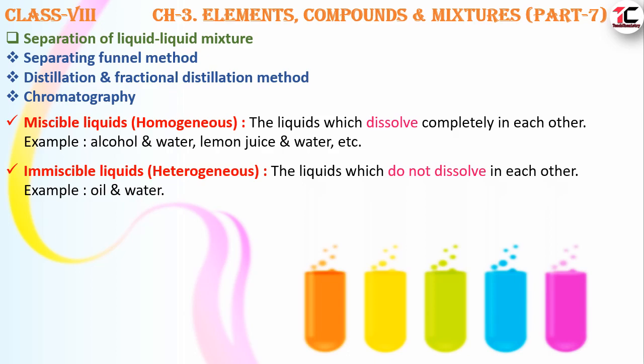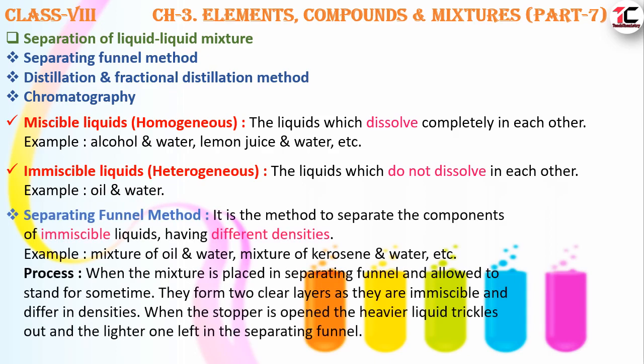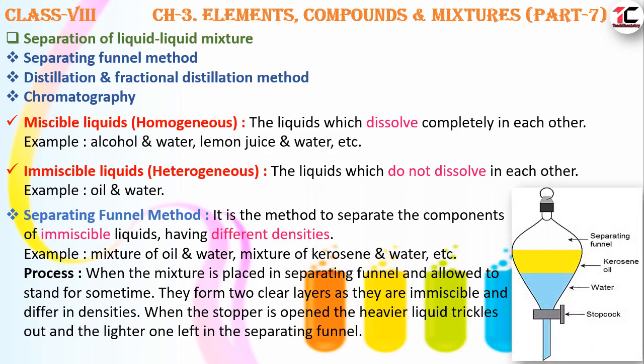Let us move to the first method, the separating funnel method. It is the method to separate the components of immiscible liquids having different densities. This is the key point: they should have different densities. By this method we can separate oil from a mixture of oil and water, or kerosene from a mixture of kerosene and water. I want to explain the process with this diagram.